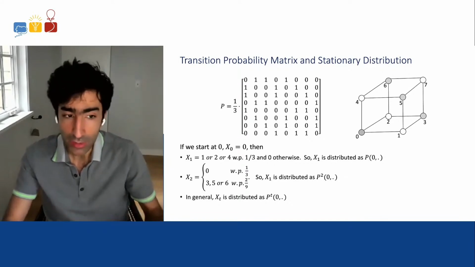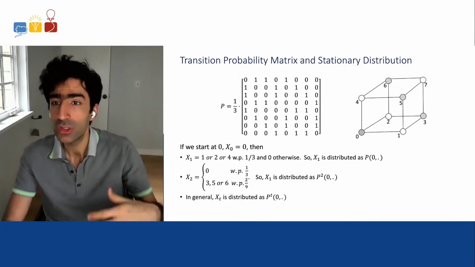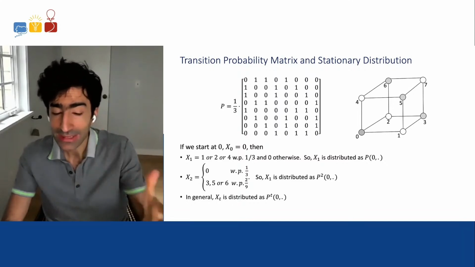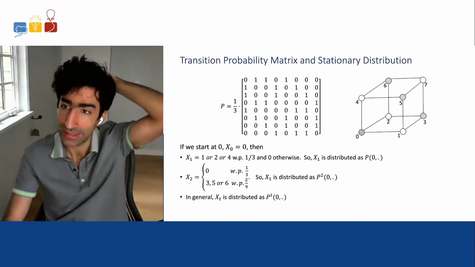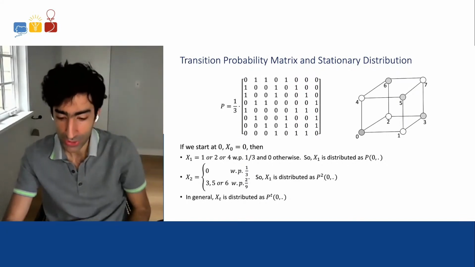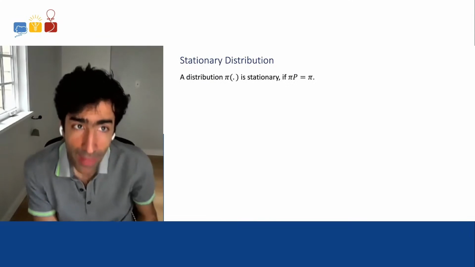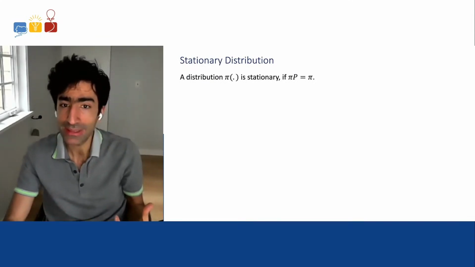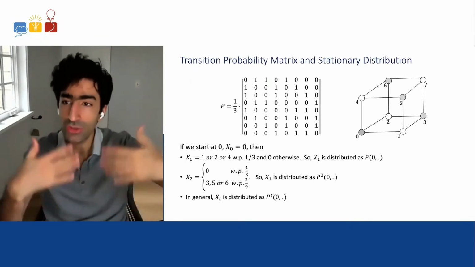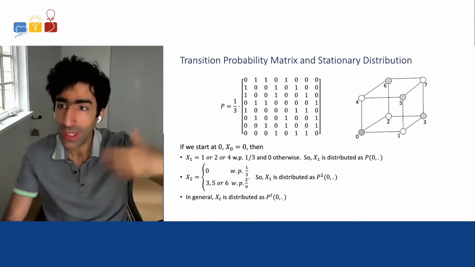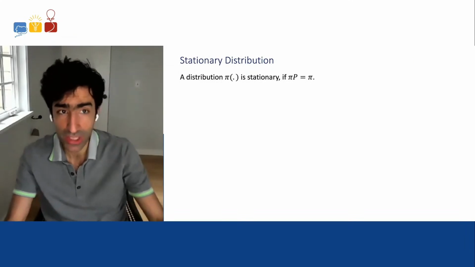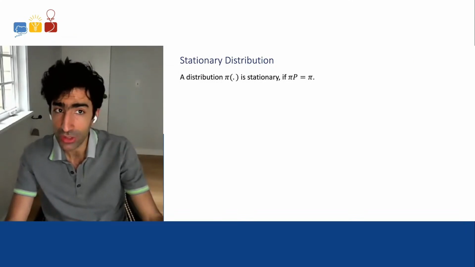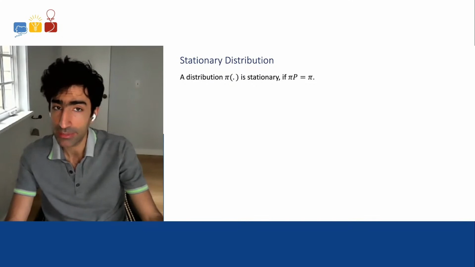Similarly, you can just follow this and see that at time t, the distribution of x_t is the same as the 0th row of the matrix P to the t. Having that in mind, one thing you should have noticed is that if you start from 0, your distribution every time is changing. So what is the limit? The limit of this is what we are interested in, the stationary distribution. So we say pi is a stationary distribution.